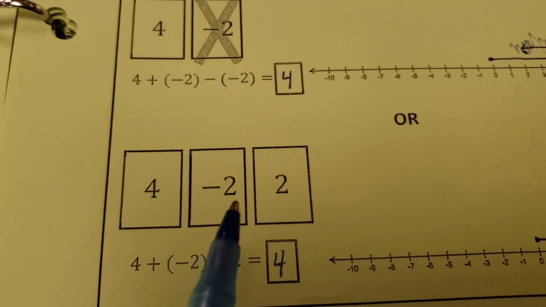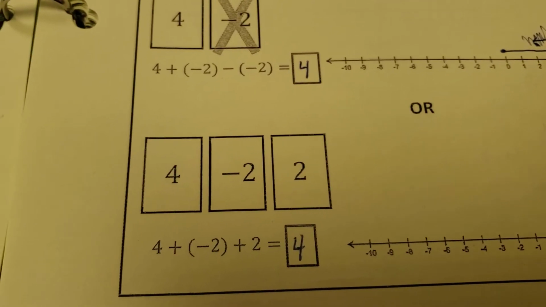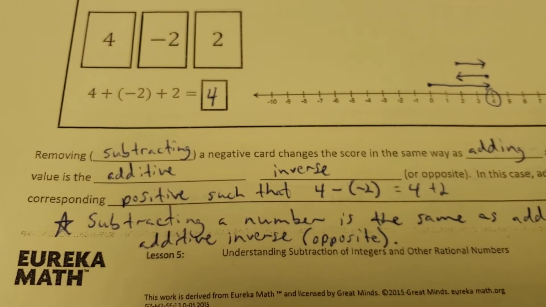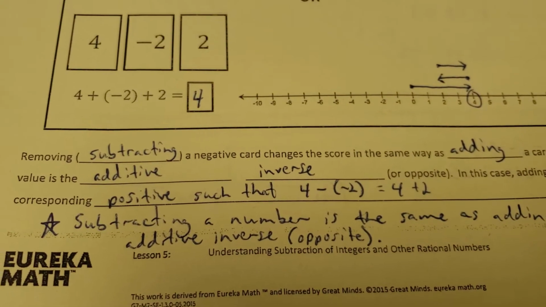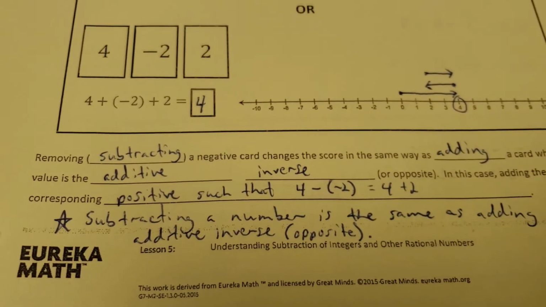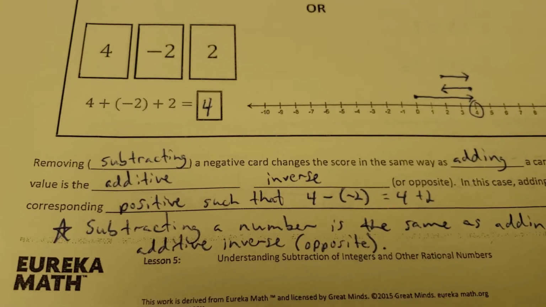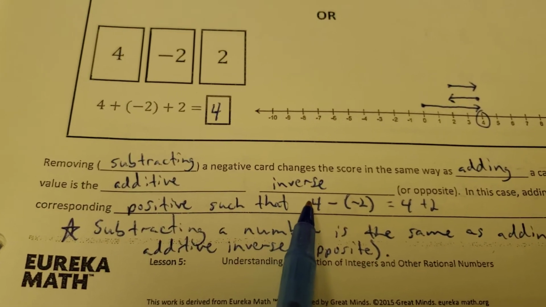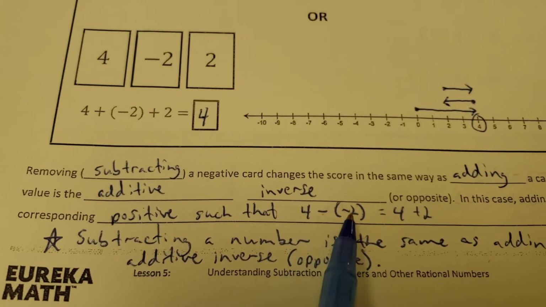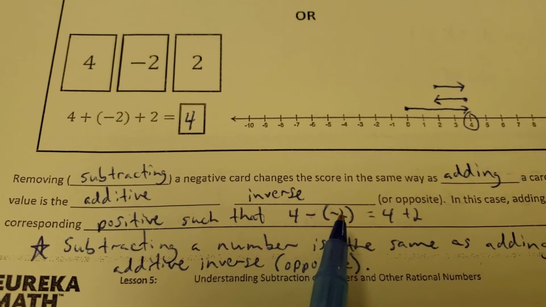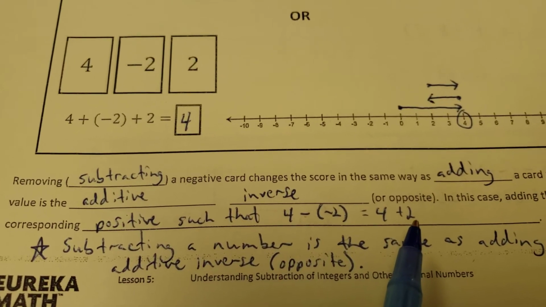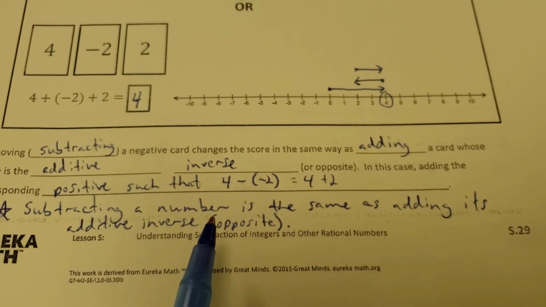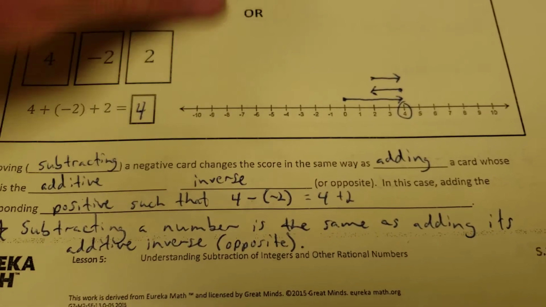So adding that negative there, and then gaining that back once I get rid of it. So removing or subtracting a negative card changes the score in the same way as adding a card whose value is the additive inverse or opposite. In this case, the corresponding positives, such as 4 minus a negative 2, whereas getting rid of a negative 2, is the same as actually adding 2 back to my total. Alright? So subtracting a number is the same as adding its additive inverse.